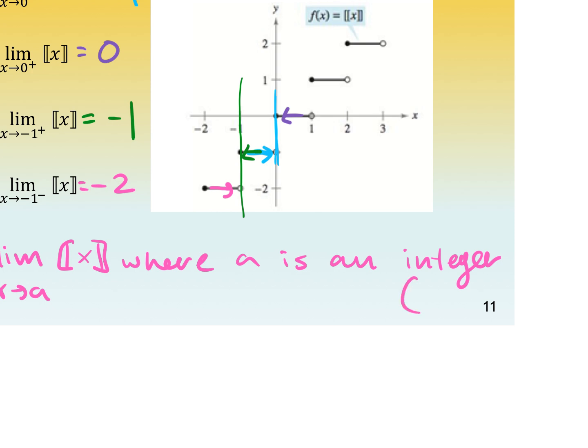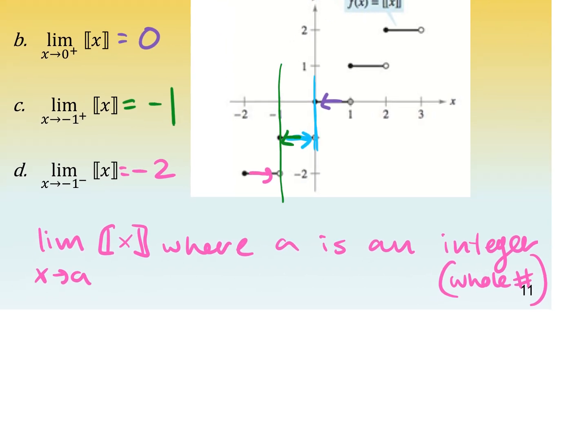What's an integer? A whole number. If we were asked to find not a one-sided limit, but just the limit as x approaches 0, any integer, any whole number, it would not exist. So that's why for our greatest integer function or any step function, we would use one-sided limits.